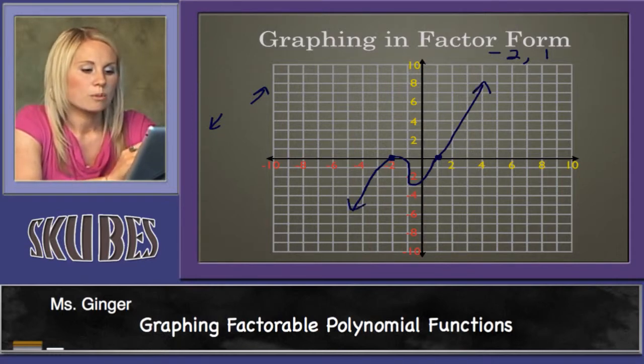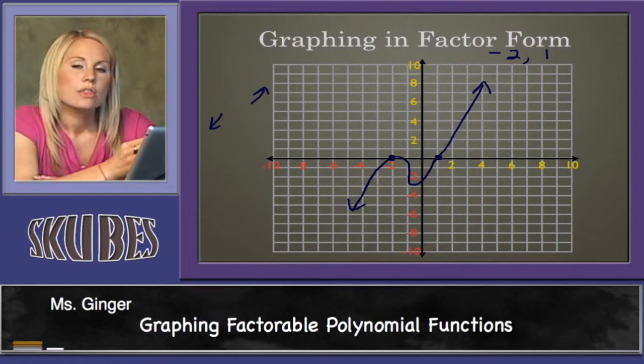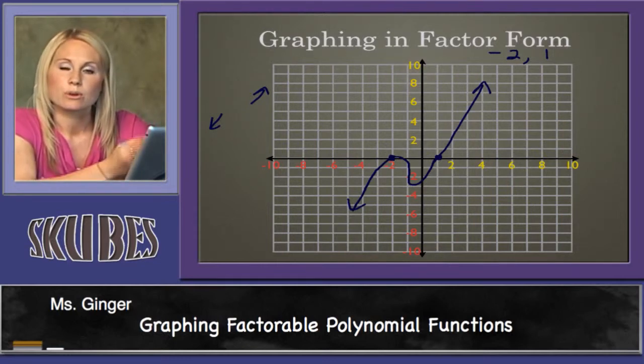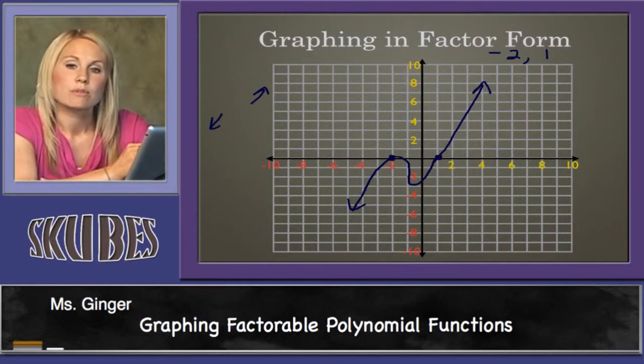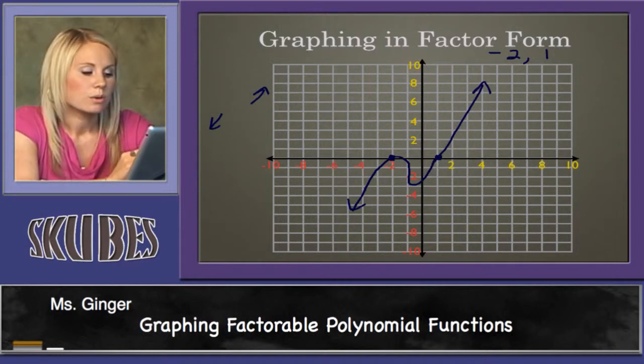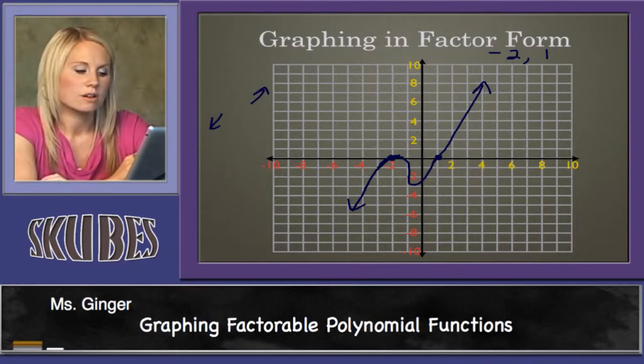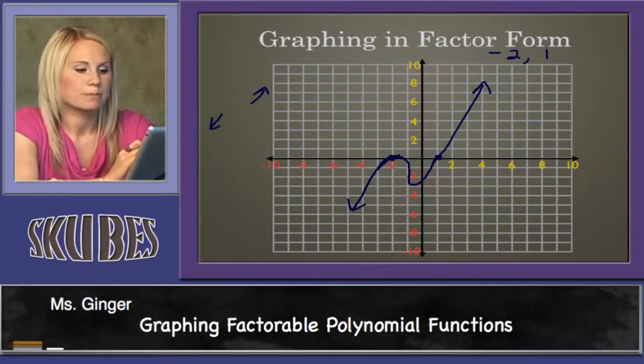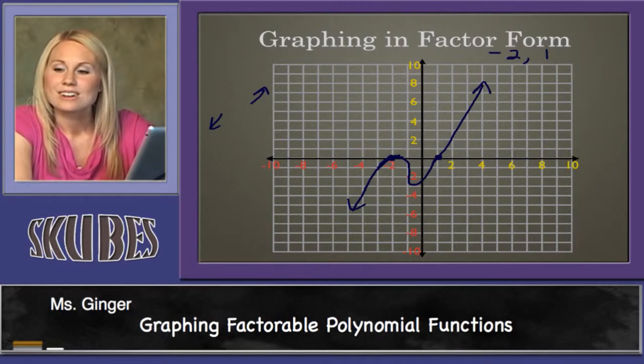Okay, and I will make one more note that the higher the power on your 0 or your factor, the wider the graph will be at that location. So remember, this 0 over here, this -2 had a power of 4, so it's probably pretty wide as it bounces off, and the higher the wider it gets there. And this concludes our lesson on graphing factorable polynomial functions.